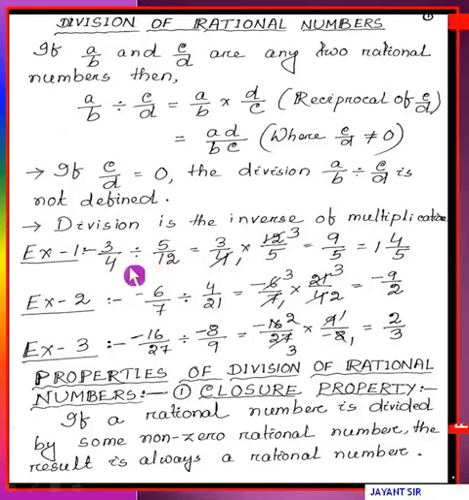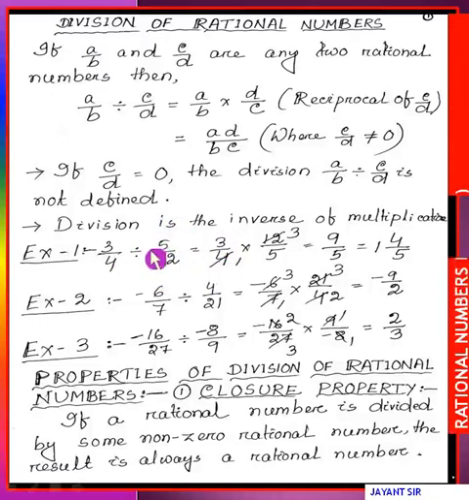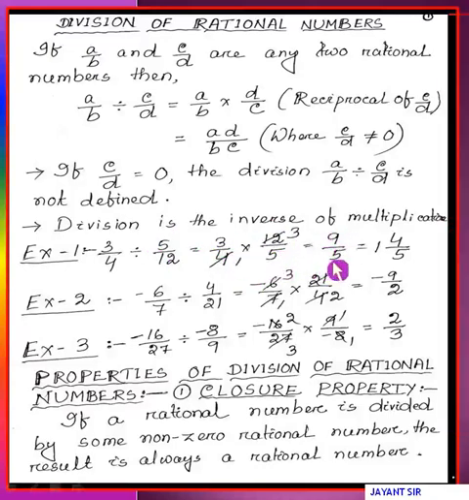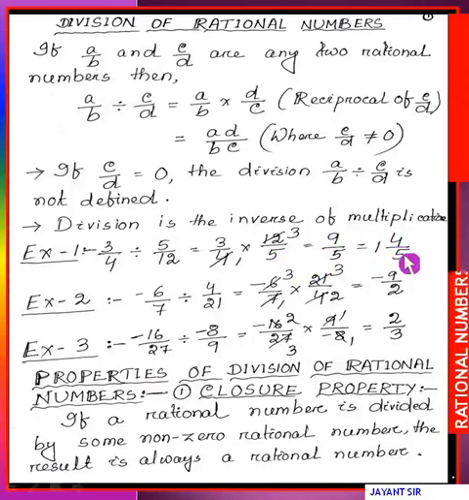Example: here I have taken 3 by 4 divided by 5 by 12 equals 3 by 4 into the reciprocal of 5 by 12, which is 12 by 5. Then reduce it: 4 ones are 4, 4 threes are 12, then 3 threes are 9 divided by 5. Make it into a mixed fraction: 1 whole 4 by 5.